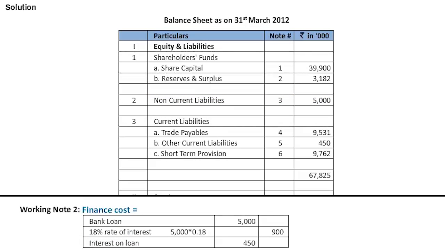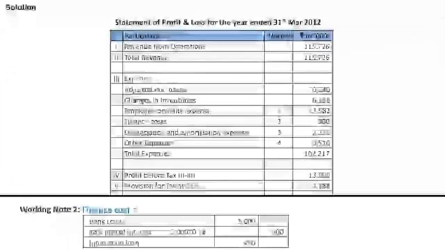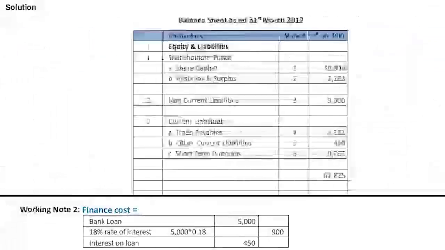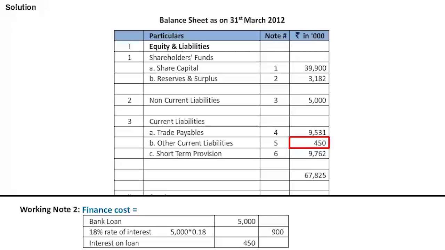Interest on loan, and obviously is interest on the above bank loan. Now please note that 5,000 is your bank loan and 18% is the rate of interest. So your total interest is going to be 900. 450 is appearing in trial balance. That means remaining 450 is outstanding. So in your statement of profit and loss, the total interest that you will show will be 900. Remaining 450, that will be your outstanding interest on loan.